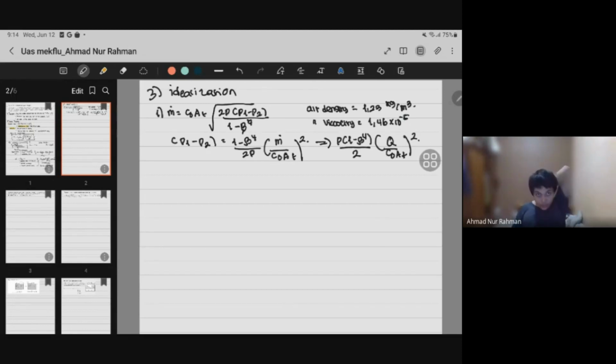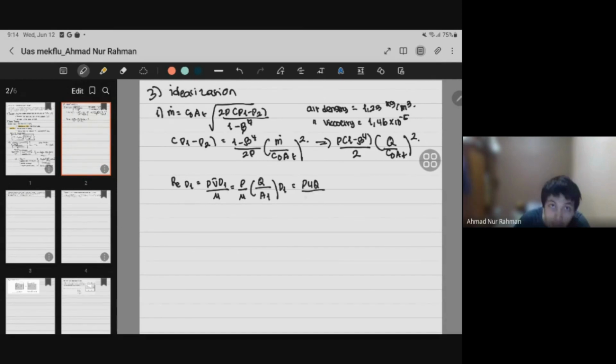So we need to find the Reynolds number. Red1 equals rho V D over mu, which equals 4 rho Q over pi mu D1. So we insert those.